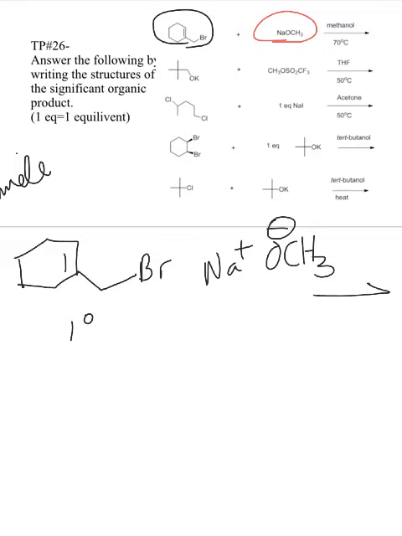So because this is a primary and it's an allylic bromide, which is even more reactive, this is a kinetic thing, this is going to be an SN2. This is going to be so fast. It's going to do backside attack, and then your bromide will be your leaving group.